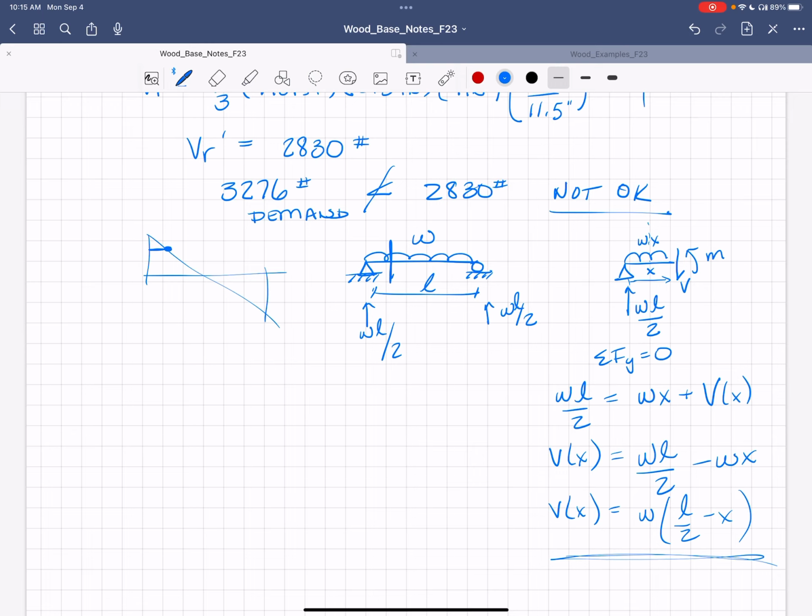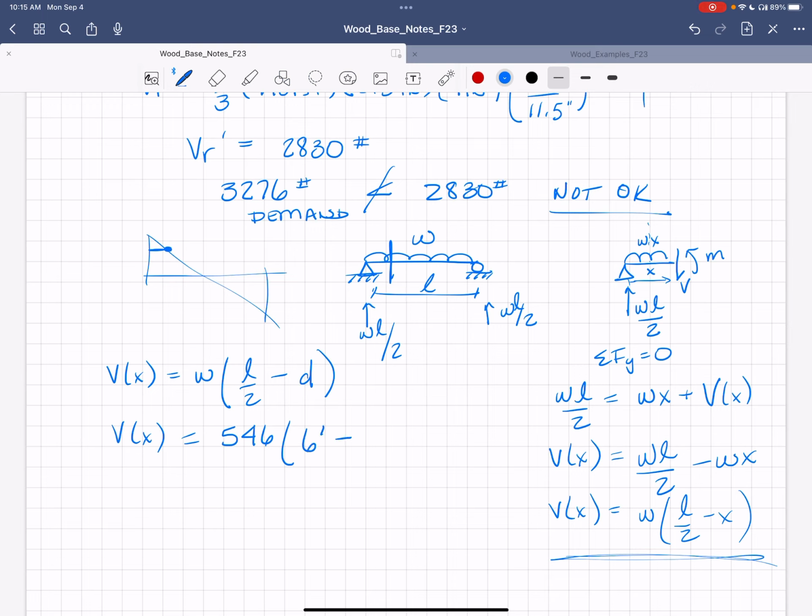Okay, and I could have just made this a distance D straight away, but let's go ahead and use our formula. V of X equals W times L over 2 minus D. So what is our W? 546. L is 6 feet, so 12 over 2, minus our depth of 11.5 over, then they allow us to use that section.